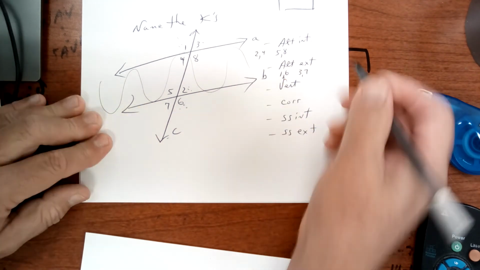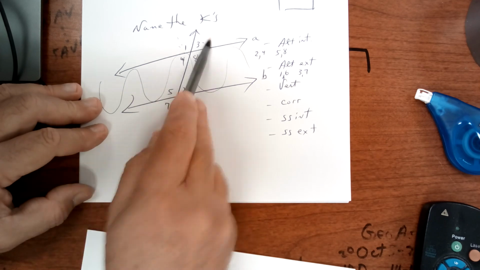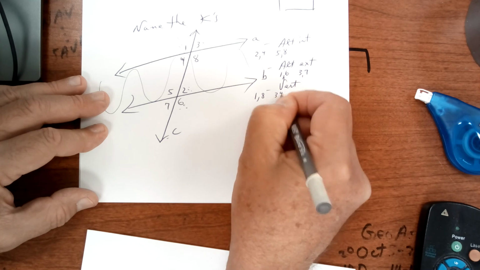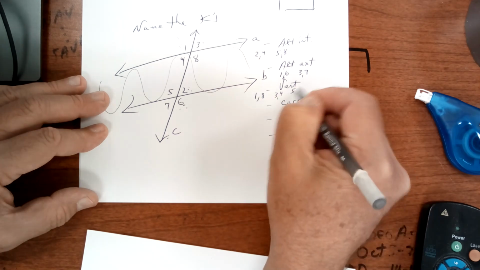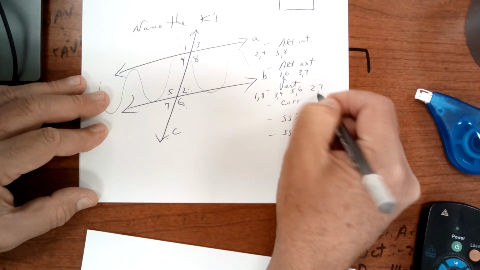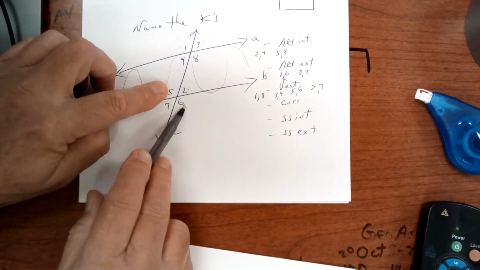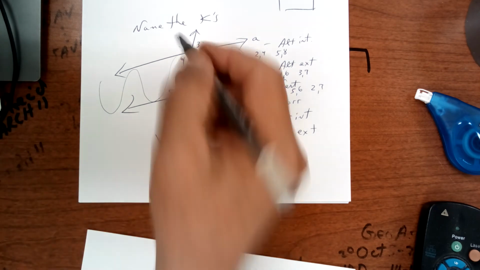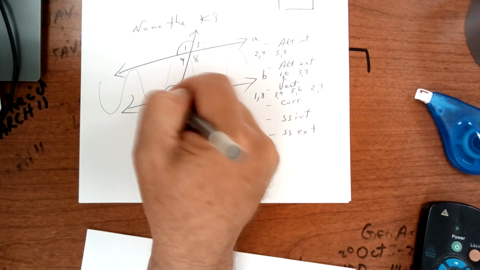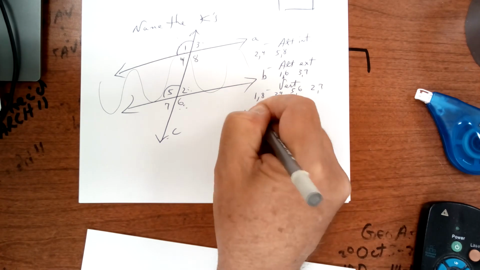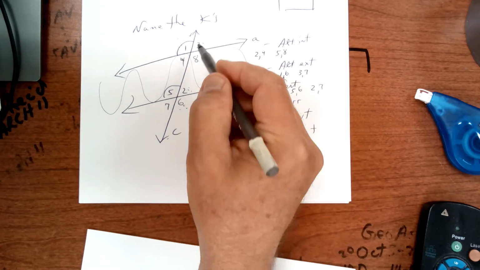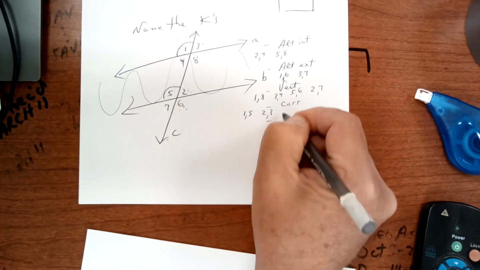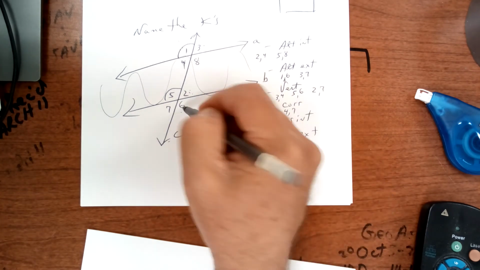Vertical, there's a bunch of them. 1, 8, 3, 4, 5, 6, and 2 and 7. Those are all vertical. And vertical angles are always equal. Corresponding is top, top. So the top of this one and the top of this line. So it's 1 and 5. And 3 and 2, or 2 and 3, 4 and 7 is bottom, bottom, and then 6 and 8.